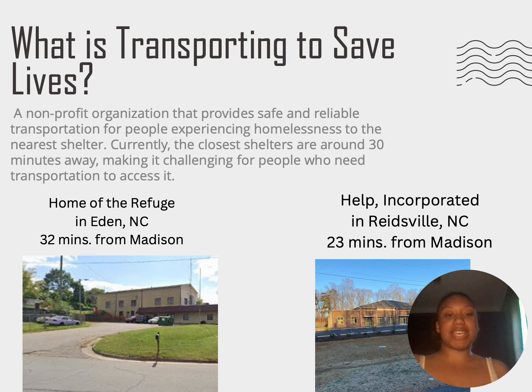What is Transporting to Save Lives? It's a nonprofit organization that provides safe and reliable transportation for people who experience homelessness to the nearest shelters. The current shelters are around 30 minutes or so away. Below, I have found two that are within the Eden and Reedsville milestones. So the first one is Home of the Refuge in Eden, North Carolina. That's 32 minutes away. The Help Incorporated in Reedsville, North Carolina is 23 minutes away. And also the Help Incorporated also helps with people who are going through domestic violence.